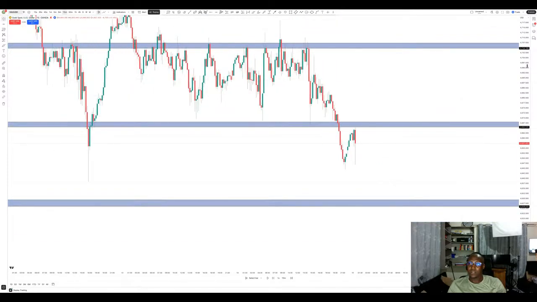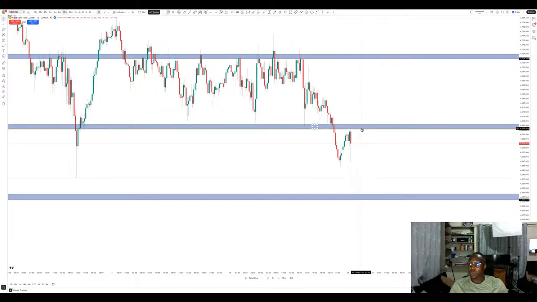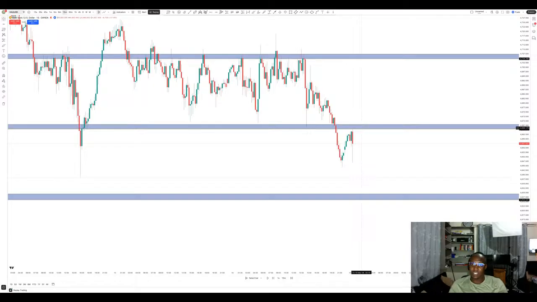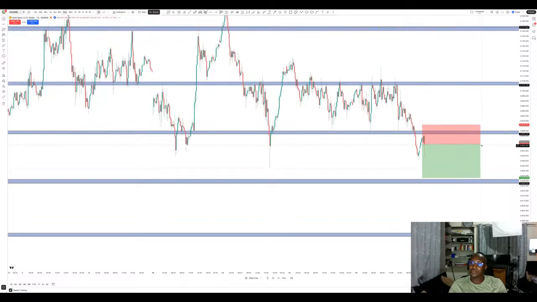So after the market retests the previous support that became our resistance, then that's when we can execute a sell. We can decide to enter and have our stop loss around this area.